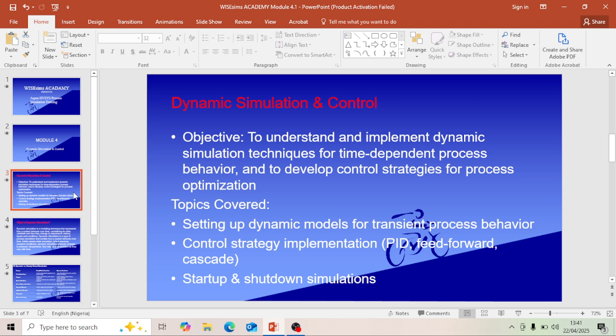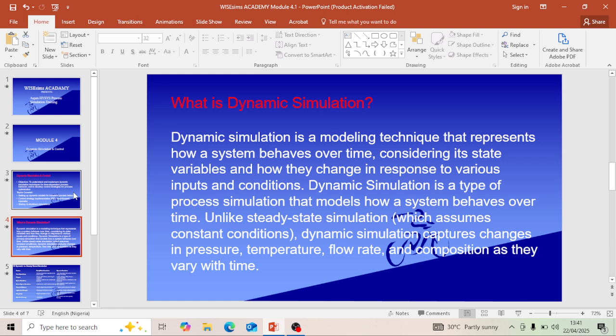We're going to be looking at some control strategy implementations. That's the PID, the feed forward, and then the cascade. Alright, so PID stands for proportional integral derivative. And then we'll be looking at the feed forward and then the cascade control strategies as well. Then we're also going to be looking at the startup and shutdown simulations. Alright, so now let's go into it.